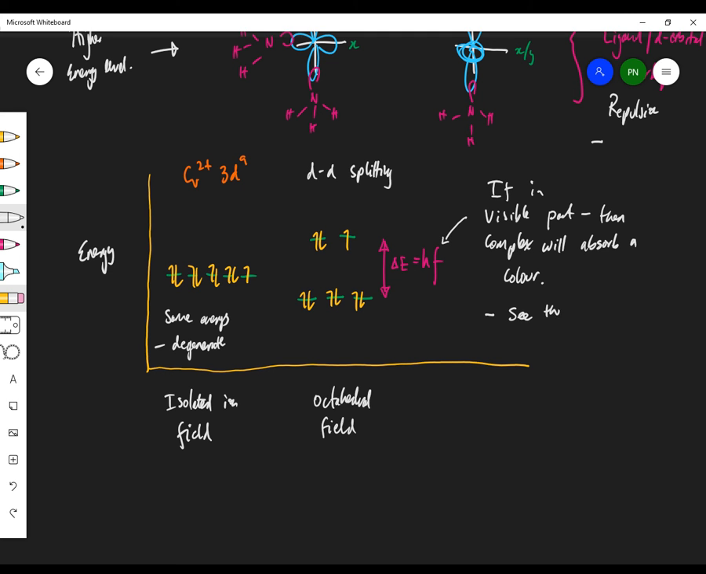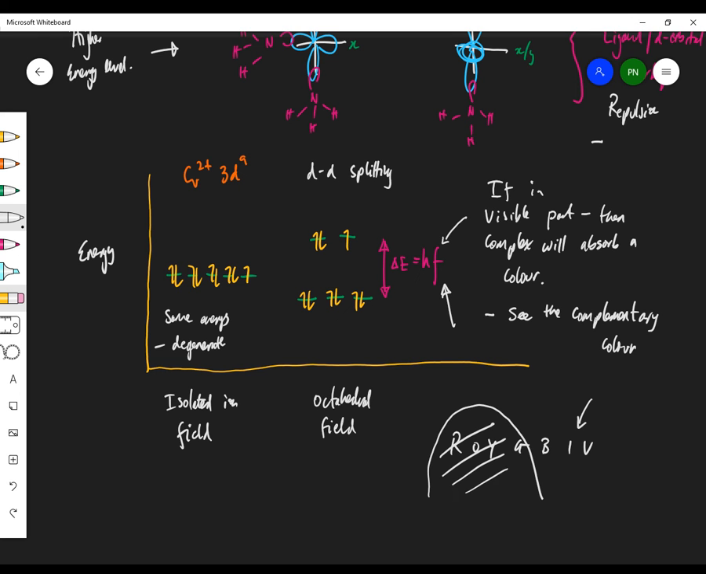So we will see the complementary color. For example, very basically, Richard of York gave battle in vain. If this frequency here corresponds to the red end, we don't see the red end because it's being absorbed. We see the blue end, and it will be blue. So that's why copper sulfate in water is blue, because it's absorbing at the red end.